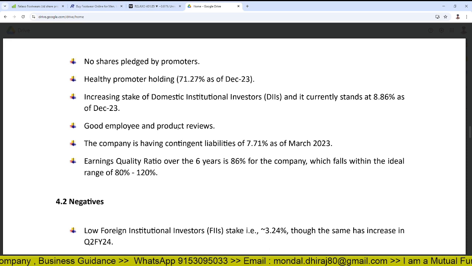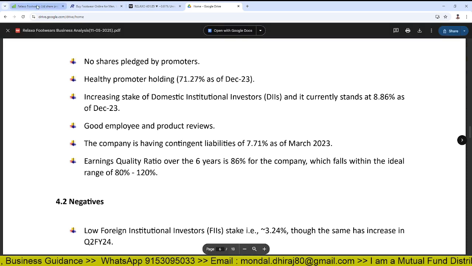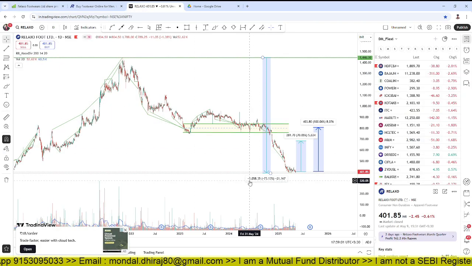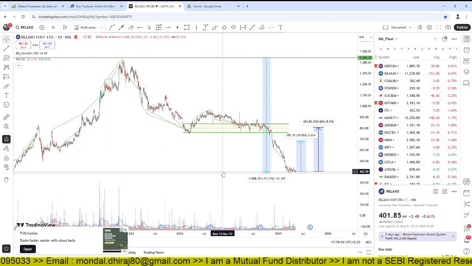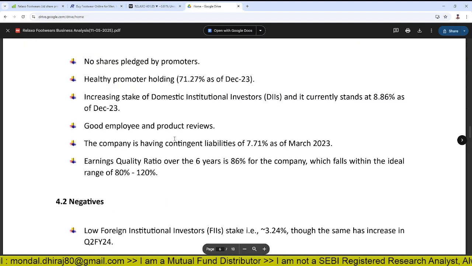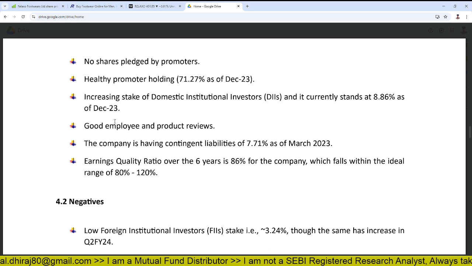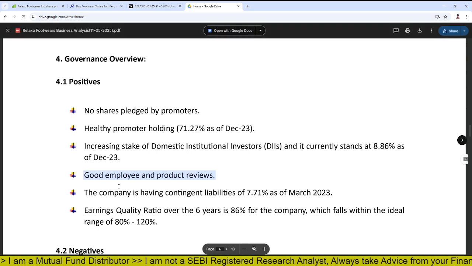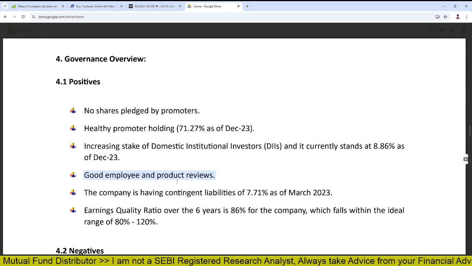From this shareholding pattern, we can see the company is right now trading at 401. So there is some strong reason for the share price to go up. Good employee and product reviews. This is also a positive governance view from the governance overview, that means good employee and product reviews.